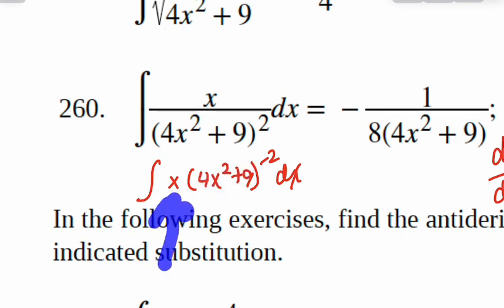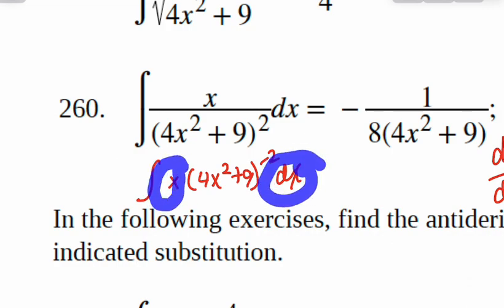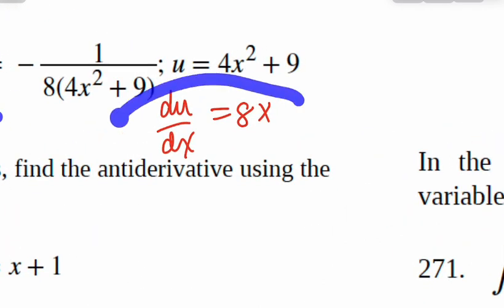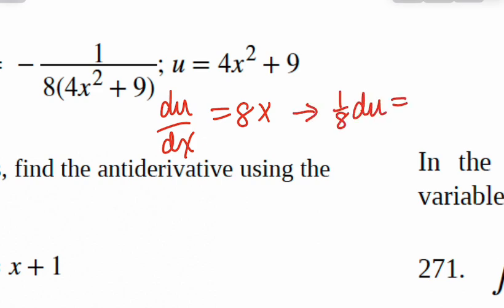A multiple of its derivative is on the outside. So we need to know what x dx is in relationship to u. We need to get x and dx on one side, everything else to the other side. So this gives us 1/8 du equals x dx. See how we got the x and the dx by themselves? That's a common trick: if you don't have the correct multiple, take that as a fraction to the other side.